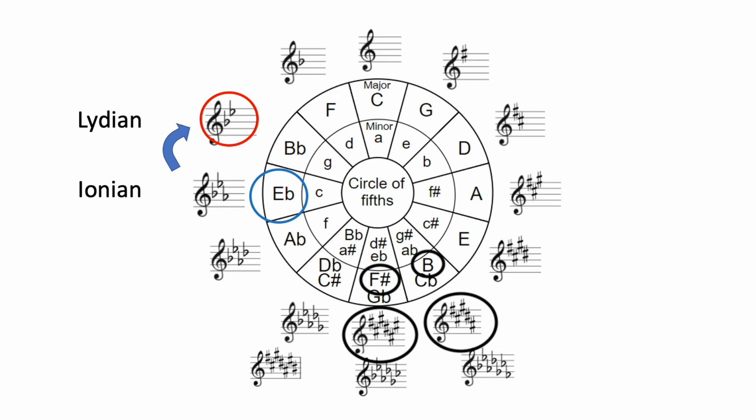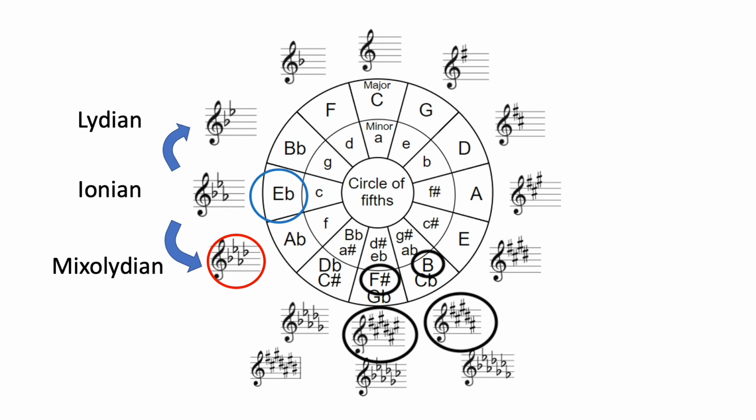If you go counterclockwise and you add another flat, so 4 flats, and you start on E flat, then this is Mixolydian mode. So E flat to E flat, and make sure that you have 4 flats instead of 3, that gives you Mixolydian. So those are the major modes.